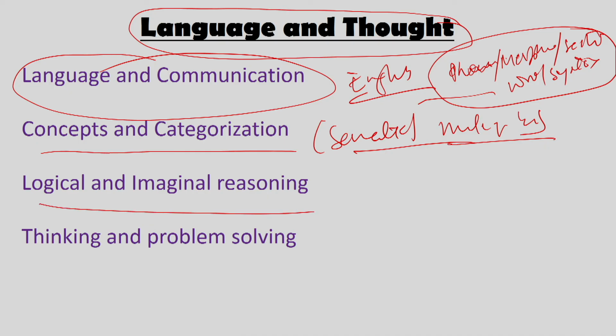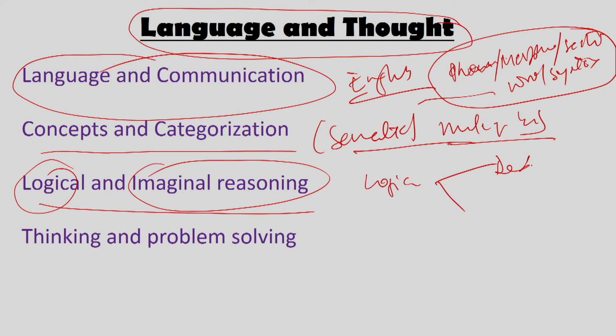Then we looked at two kinds of reasoning. Once you have information with you, and this information can be communicated, and you are able to categorize any new information into pre-existing categories in the mind, the idea of reasoning comes in. Reasoning gives you a power of thinking, a power of making decisions, a power of analyzing information. There are two kinds of reasoning: logical reasoning and imaginal reasoning. Within logical reasoning, you have deductive reasoning and inductive reasoning.